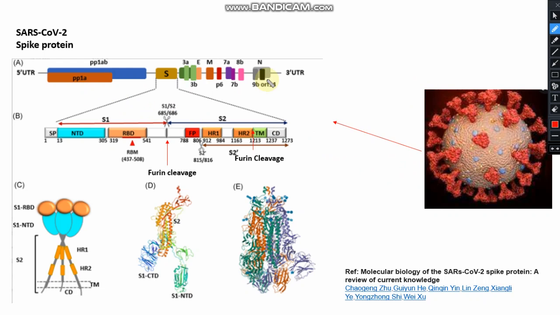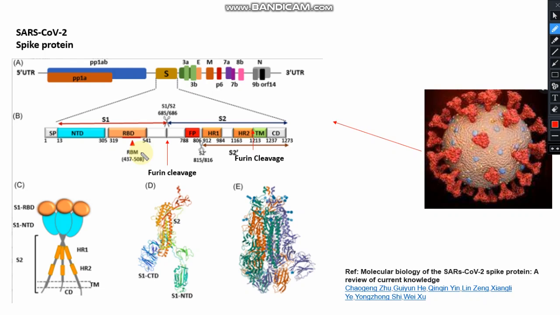So here on the right side is the schematic diagram of the SARS-CoV-2, and in the membrane it attaches the triangular shape, the red color, that is the spike protein. On the left side, the figure represents the translated region of the spike protein as well as the crystal structure and some other structures of this protein. As you see in the figure, this is the 5' part and this is the 3' part, and here is the translated spike protein.